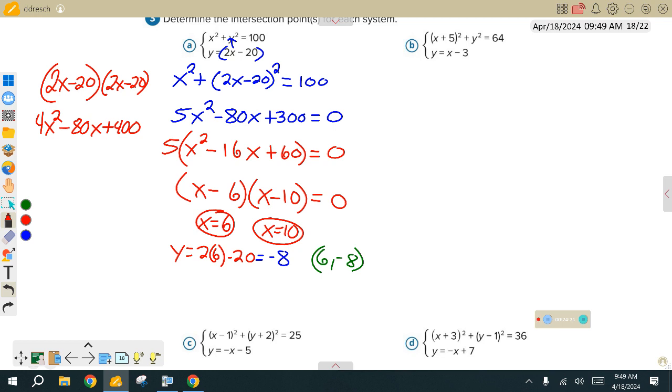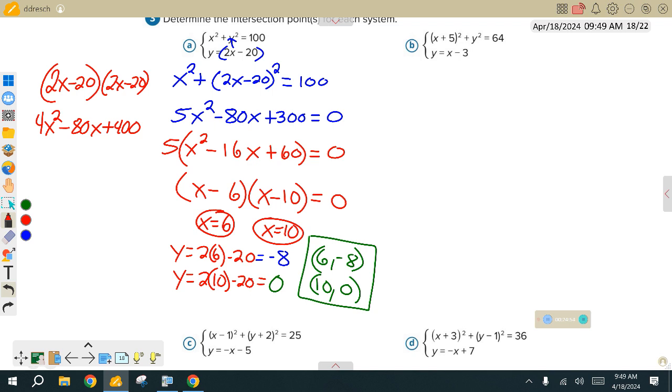And then what's the other option? 10. So 2 times 10 minus 20. All right, you all can do that in your head. 2 times 10 is 20. 20 minus 20 is 0. X is 10, y was 0. So there are my 2 intersections. I get 2 ordered pairs as my solutions.